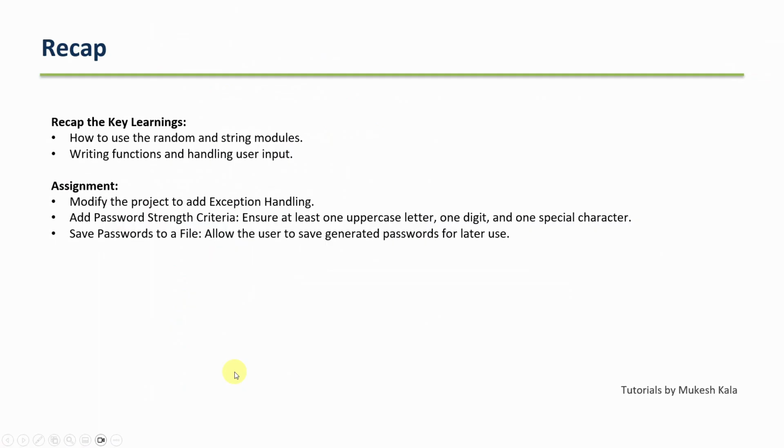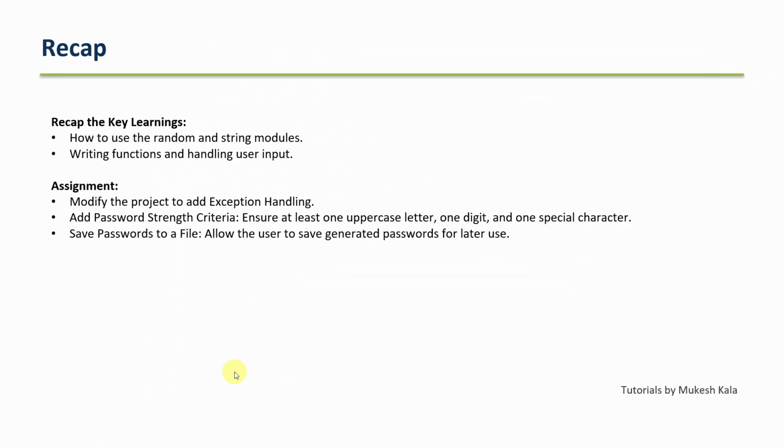Okay, so that is pretty much what I wanted to cover in this session. Now I want to quickly recap and give you a couple of assignments on this same program to better your learning, right? So first of all, we have seen how I can utilize the random and the string modules. We have seen how I can call a function within a function, and handle the user inputs, right? So now there are 3 assignments which I want you guys to do on top of this program. The first one is you have to modify the project to add the exception handling, as I have already mentioned, using the try and the except keyword.